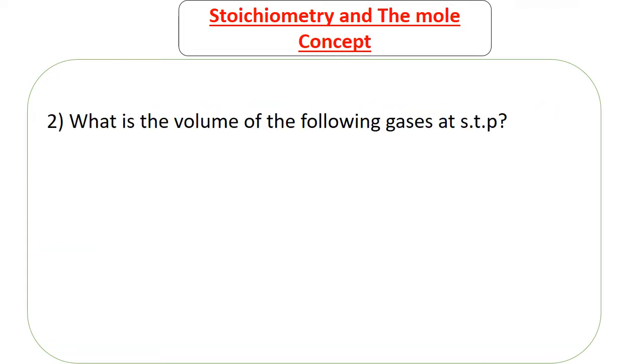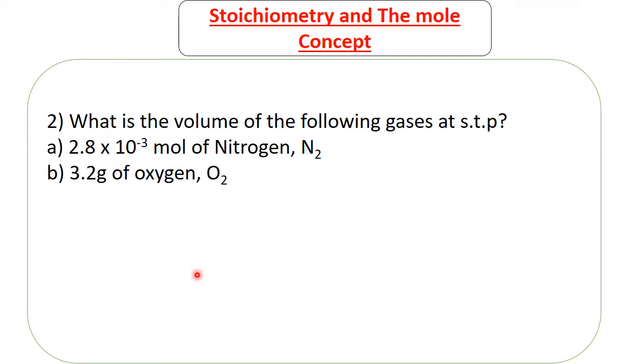The second question is, what is the volume of the following gases at STP? So here we are going to start to calculate the volume of gases at STP. The first one is 2.8 times 10 to the power negative 3 moles of nitrogen, N2. So this is the number of moles, so we need to find out what volume this is at STP. The second one is 3.2 grams of oxygen.